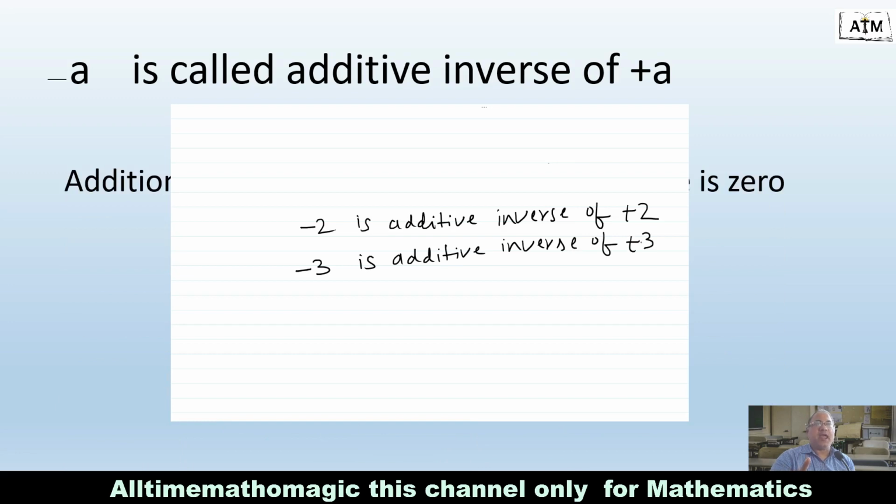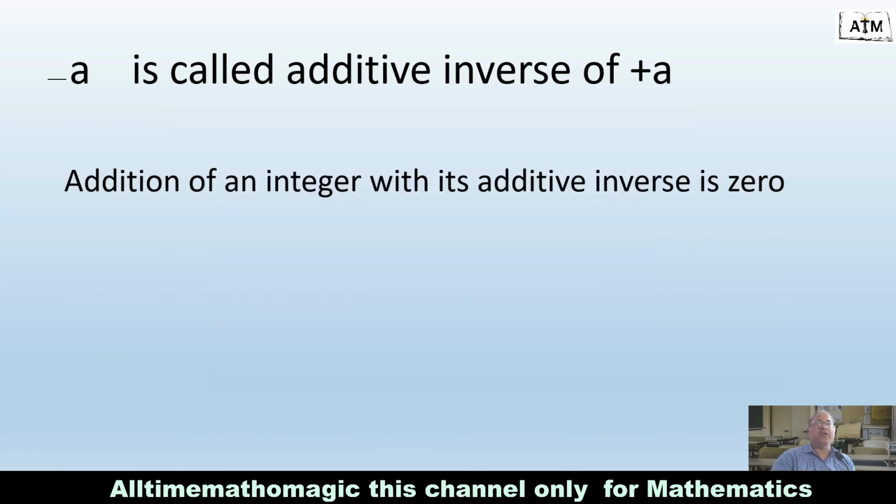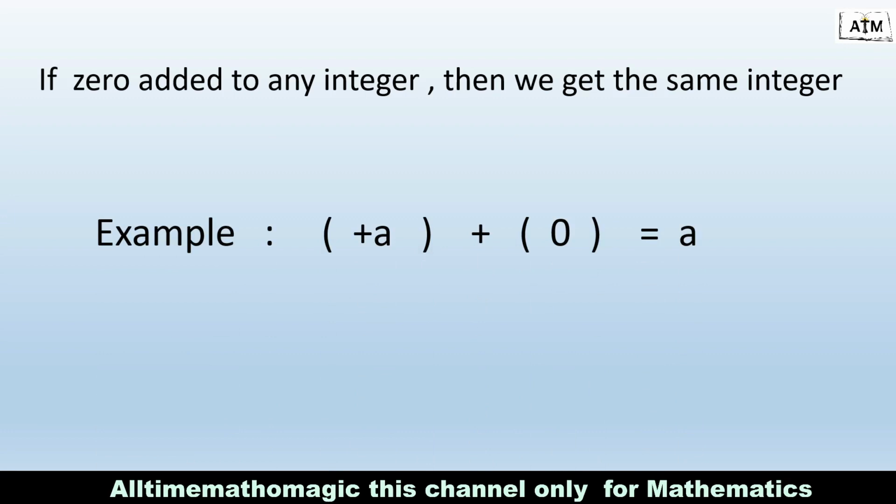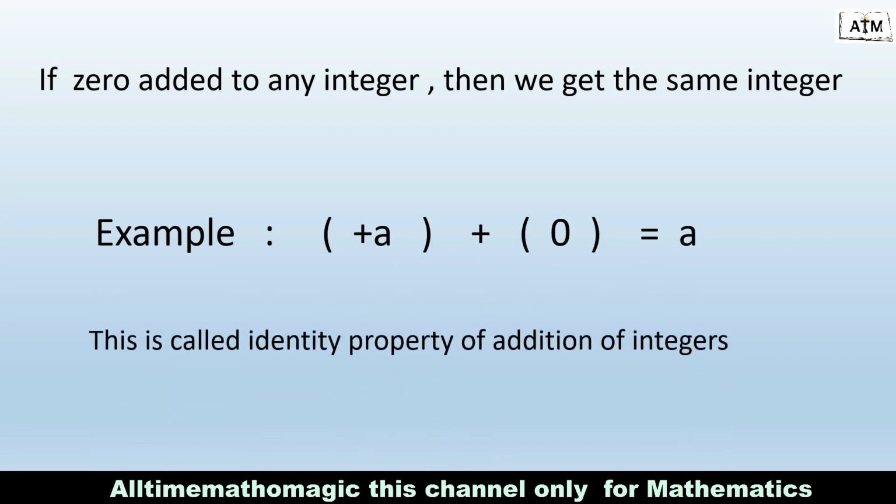So, addition of an integer with its additive inverse is 0. This is the next property of integers. That is, plus a added to minus a, you will get 0. Now, the next property is, if 0 is added to any integer, then we get the same integer. Example, plus a added to 0, then plus a plus 0 equals a. So, this is called the identity property of addition of integers.